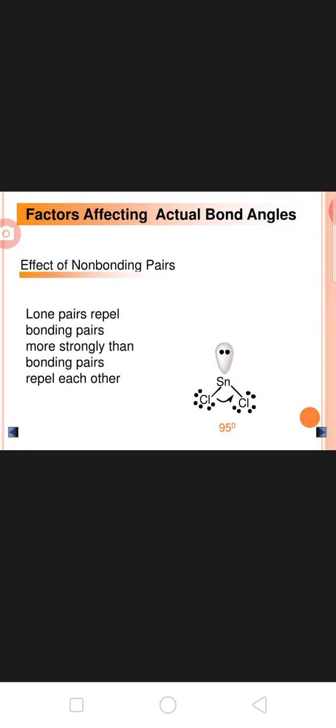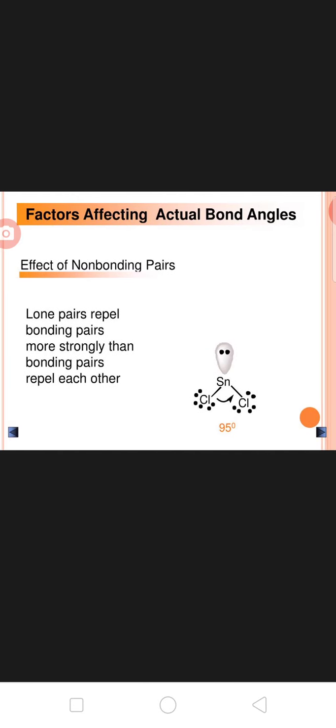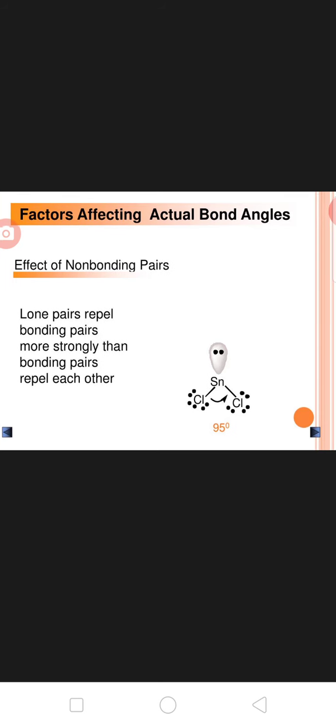Factors affecting the actual bond angle. Lone pairs repel the bonding pairs more strongly than bonding pairs repel each other, as in tin dichloride, stannous chloride. Tin has one lone pair and two bond pairs with chlorine. Chlorines are placed at an angle of 120 according to trigonal planar, but due to repulsion of the one lone pair, the chlorines come close together and the angle is reduced from 120 to 95 degrees. So stannous chloride has two chlorines and the angle is 95 degrees.